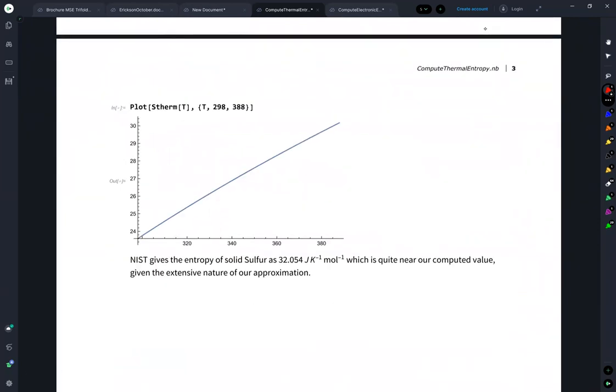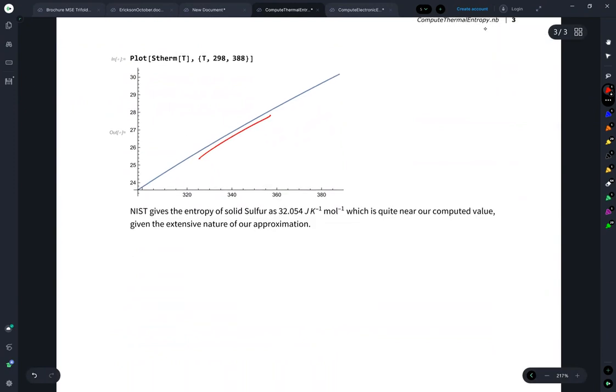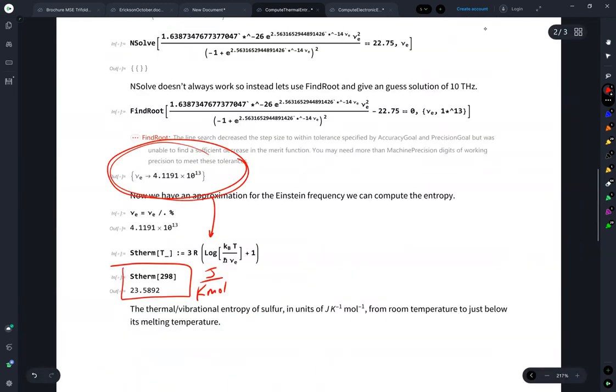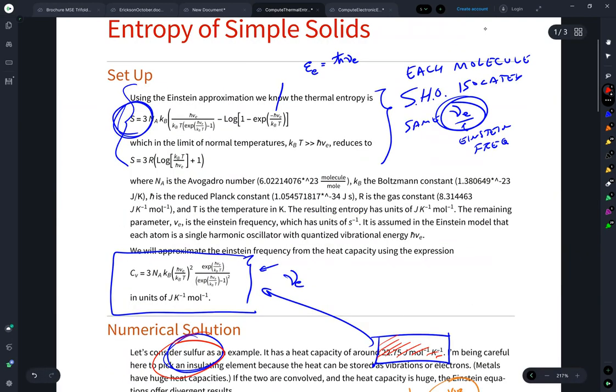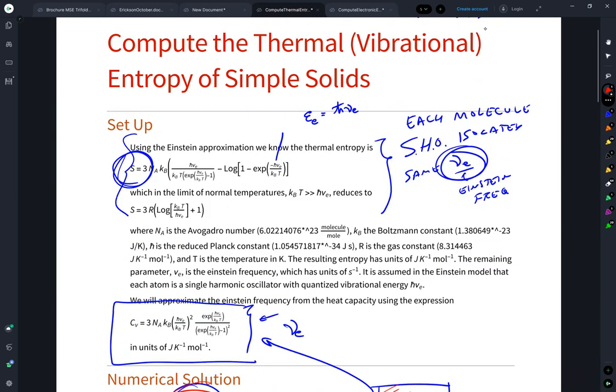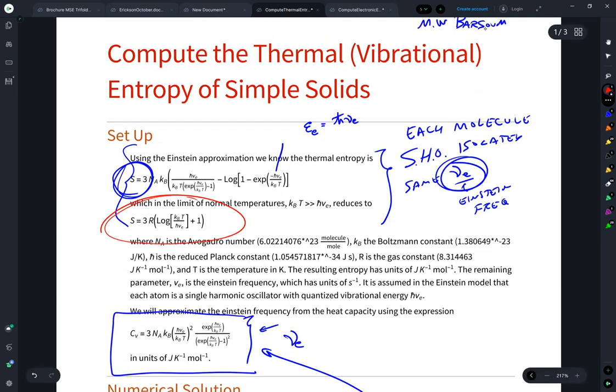And plotting it as a function of temperature, you have an approximately linear trend. And if you go to NIST, you have an entropy of solid sulfur that's around 32. So that's a little bit higher. But considering all the approximations that went into this, it shows that this expression, and I think I used this one here, is actually a fairly good approximation.